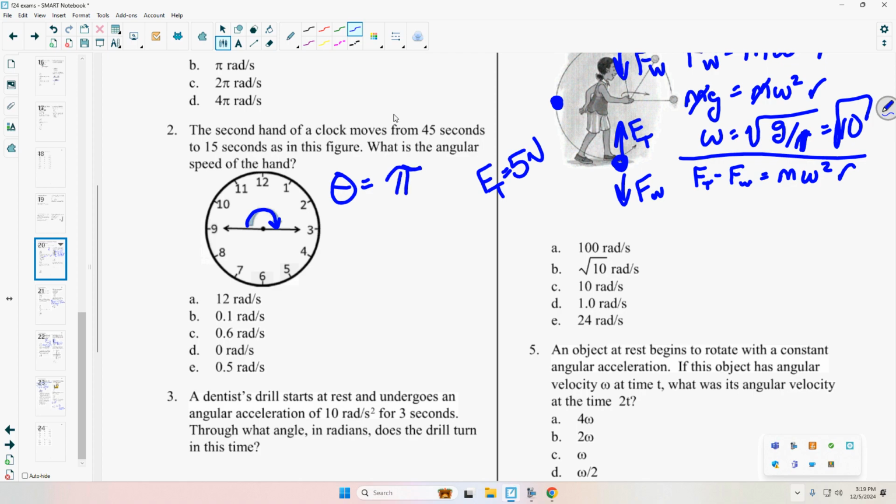It is clockwise, so that means that it's negative, but the negative is not important because I'm just asking for the speed. And then I want to know, this is a second hand. It says it moves from 45 to 15. That means that the time is equal to 30 seconds. So the speed is going to be pi over 30, or roughly 3 over 30, which is about 0.1.